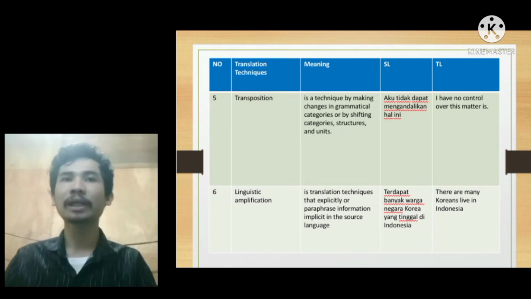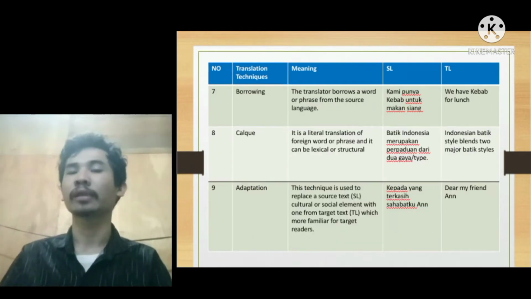Linguistic amplification is a translation technique that explicitly states or paraphrases information implicit in the source language. The source language is "terdapat banyak warga negara Korea yang tinggal di Indonesia", and the target language is "there are many Koreans live in Indonesia".